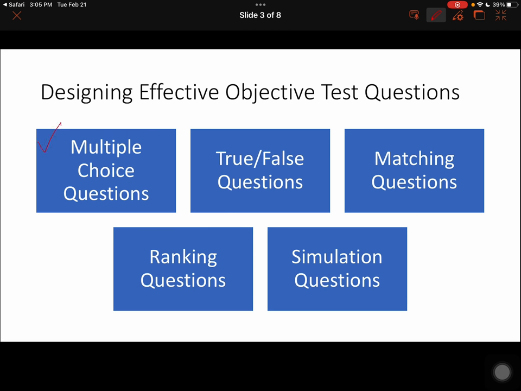So the first one is multiple choice questions. Of course, a lot of instructors use this in a bigger class, like when you have 300 students, having a multiple choice question test is easier to grade.